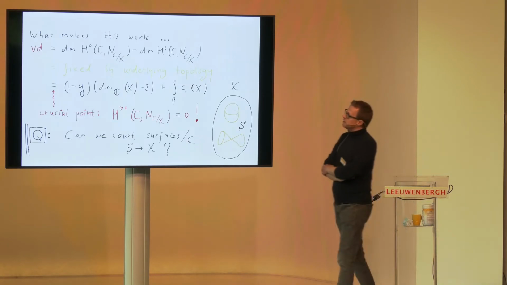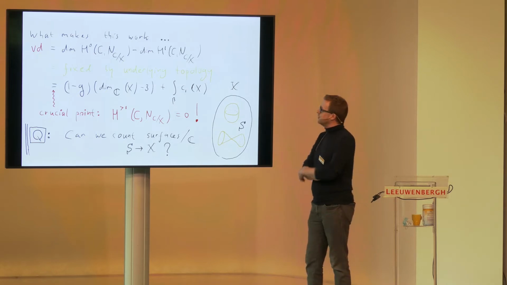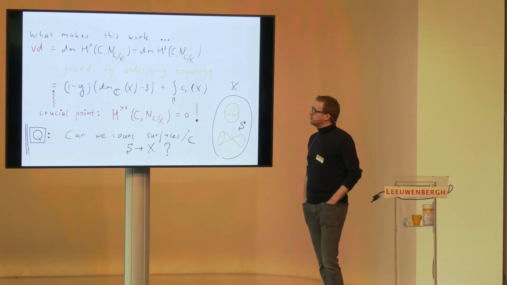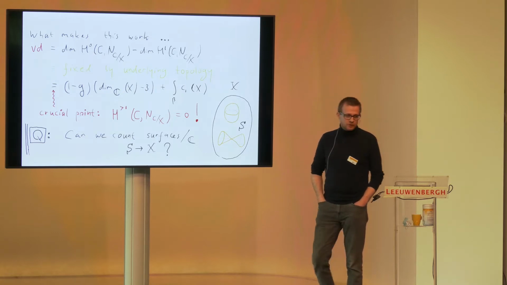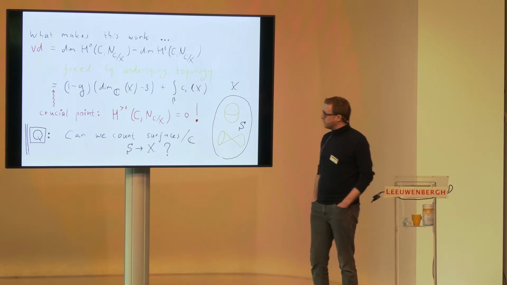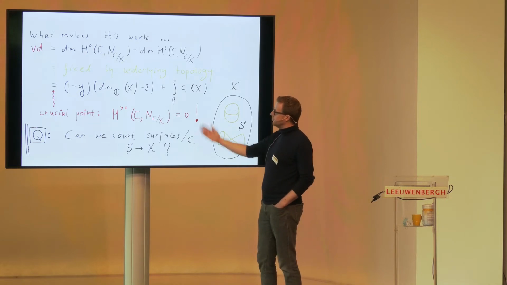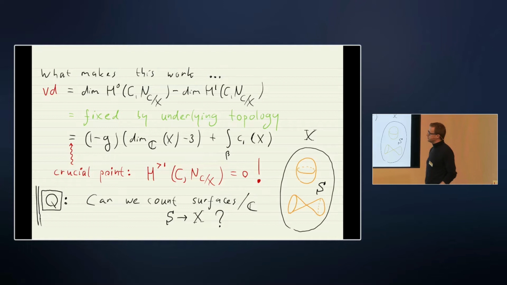And what makes this work is that this difference between the dimension of the deformation and obstruction space is purely fixed by the underlying topology of the problem. So in this case, if you do the calculation, you'll find that it's 1 minus the genus times the dimension of X minus 3, so I'm here discussing general X, plus the integral over beta of the first Chern class of your ambient space. So in particular, if you're on a Calabi-Yau threefold, this first term vanishes. And if it's moreover Calabi-Yau, then the second term vanishes and you get 0, as I already mentioned.